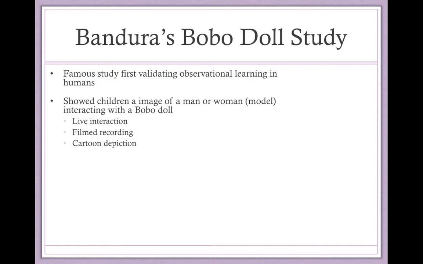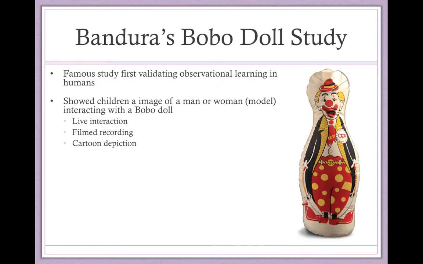And if you're wondering what the heck a Bobo doll is, it's this thing. So there's a lot of weight down here at the base, so you can hit it, do whatever up here, and no matter how low it gets or knocks over, it will still pop right back up. So, all of the models were punching and kicking and hitting the doll in these images, in this live interaction, the film recording, and the cartoon depiction. They were all being fairly violent with the Bobo doll. They were punching, kicking, and like straight up beating this doll.